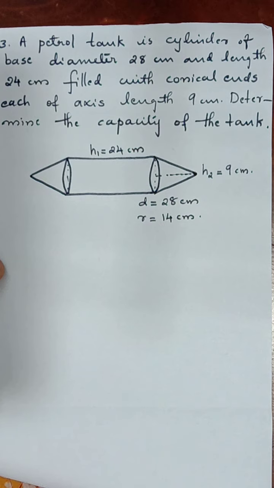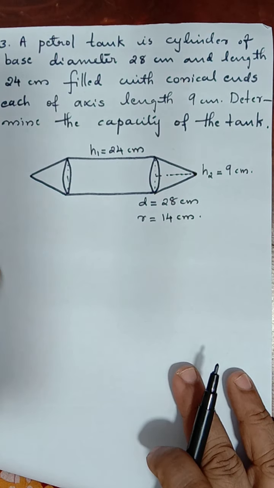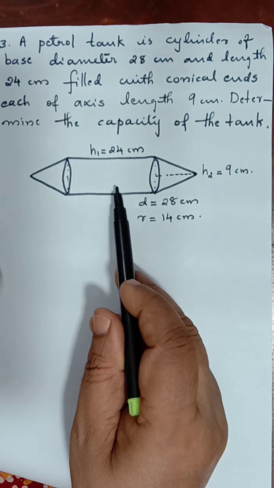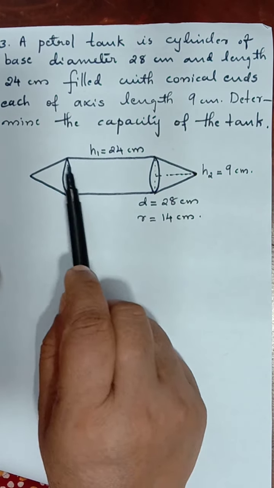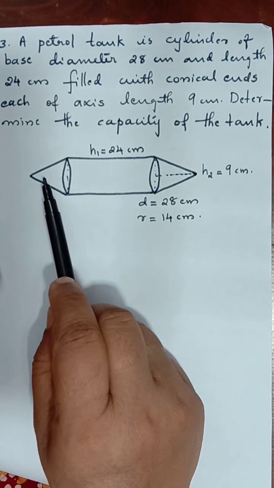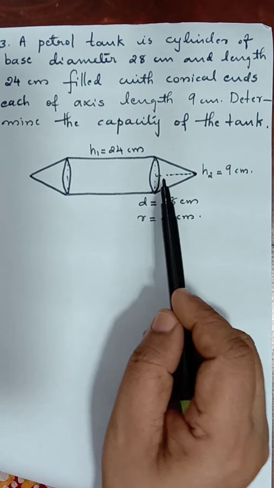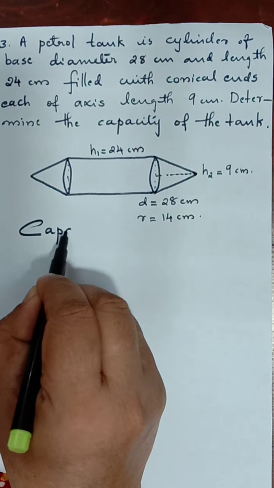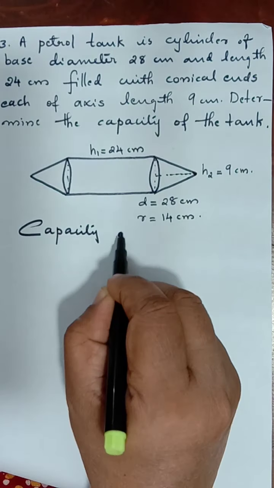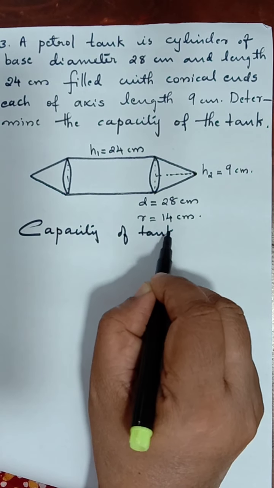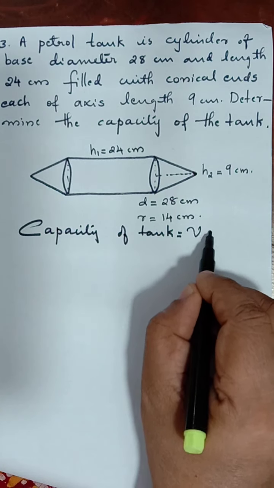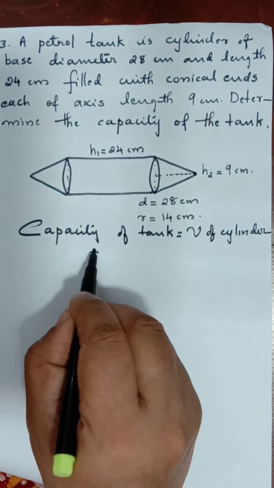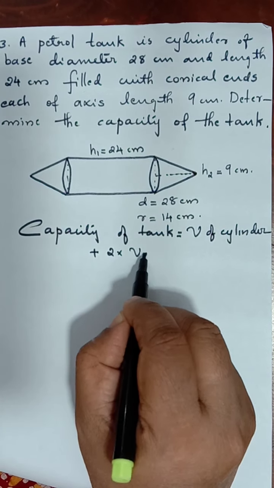Determine capacity of the tank. Capacity means volume we have to find out. In order to find out volume of this tank, we have to find out volume of the cylinder plus volume of two conical portions. Therefore capacity of tank is equal to volume of cylinder plus 2 into volume of cone.